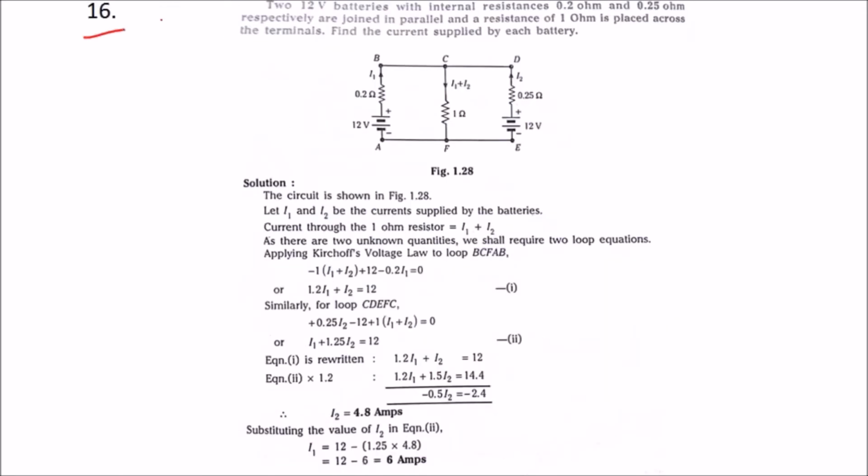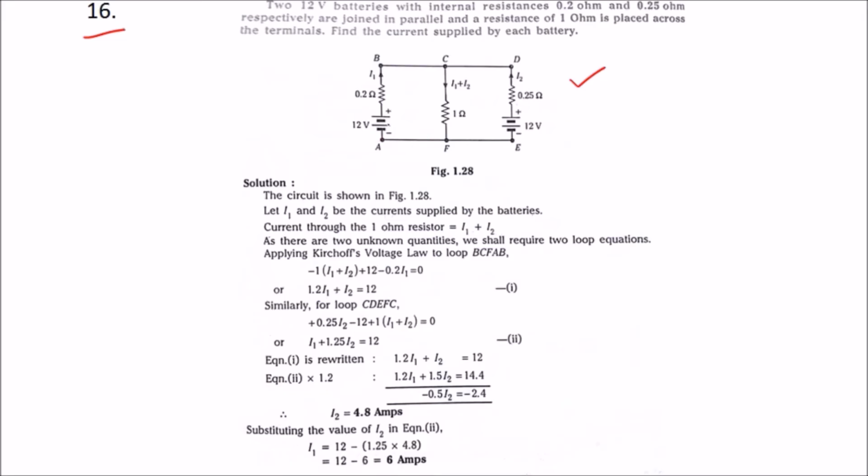Problem number 16. Two 12-volt batteries with internal resistance of 0.2 ohm and 0.25 ohm respectively are joined in parallel and a resistance of 1 ohm is placed across the terminals. Find the current supplied by each battery. So this was the figure which was explained in the question.